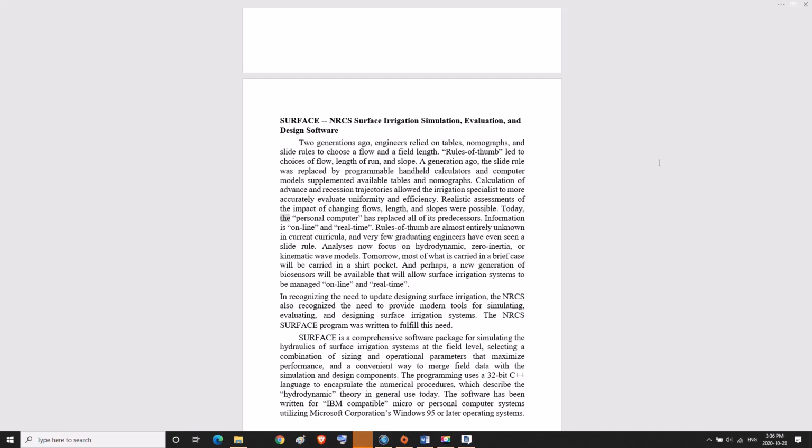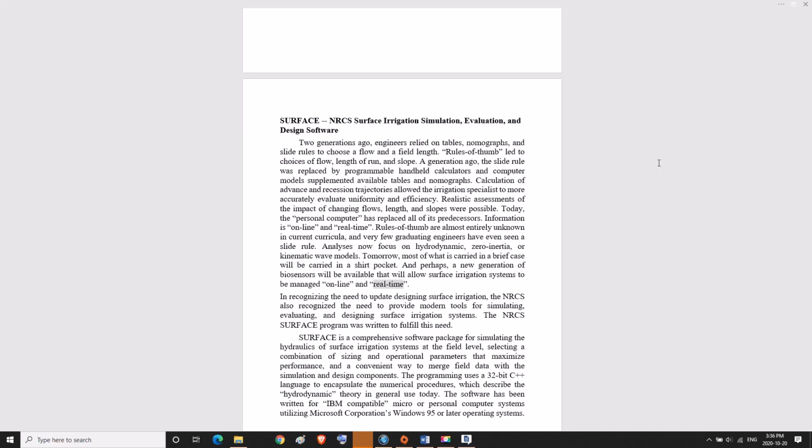Today, the personal computer has replaced all of its predecessors. Information is online and real-time. Rules of thumb are almost entirely unknown in current curricula, and very few graduating engineers have even seen a slide rule. Analyses now focus on hydrodynamic, zero inertia, or kinematic wave models. Tomorrow, most of what is carried in a briefcase will be carried in a shirt pocket. And perhaps, a new generation of biosensors will be available that will allow surface irrigation systems to be managed online and real-time.